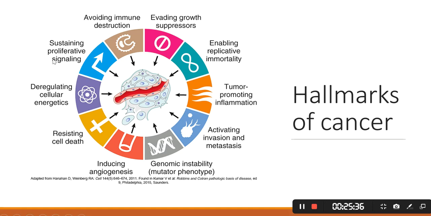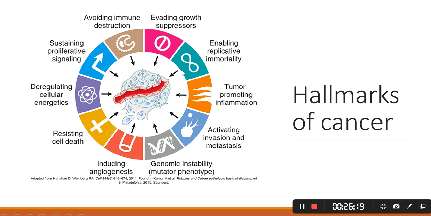Sustaining proliferative signaling. What I mean by that is there will be a continuous signal to the cell to keep on proliferating. As I said, the cell is reproducing, the daughter cell is reproducing, even the granddaughter cell is reproducing; all the cells are constantly undergoing proliferation. Avoiding immune destruction: they do not get destroyed by the immune system. They evade the growth suppressors. There are some genes or proteins which suppress growth and do not let the cells grow, but tumor cells find a way to escape them.